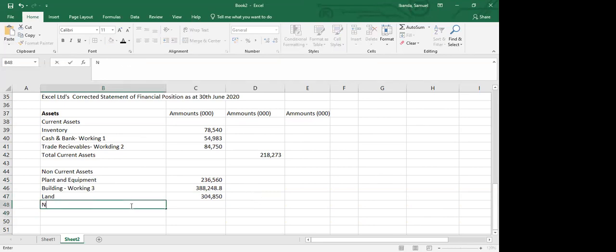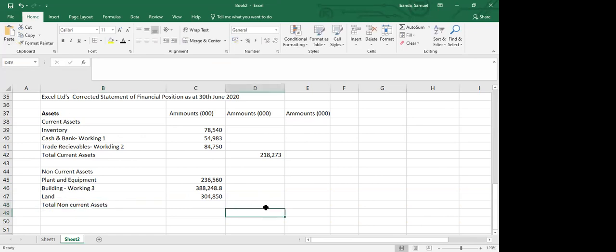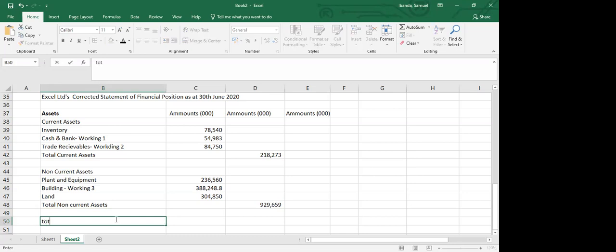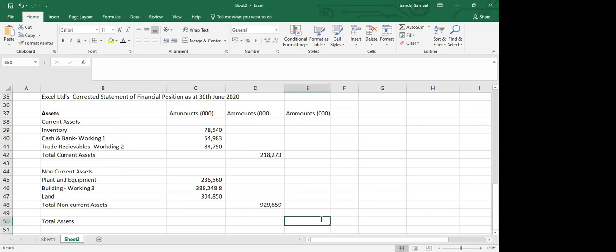We can get the total non-current assets. These are also fixed assets for you if you don't know. So you can get your total assets, before you proceed to liabilities and so on. Total assets of this value giving you 1,147,932.